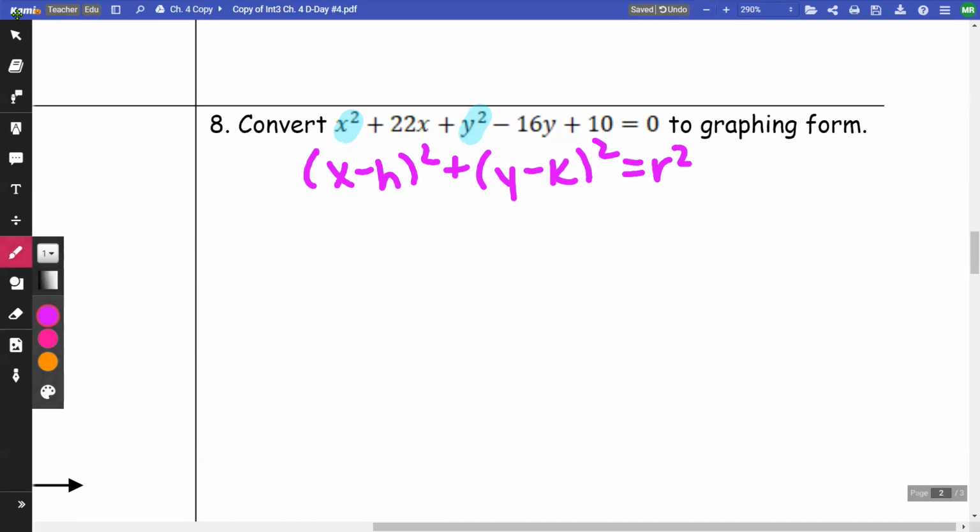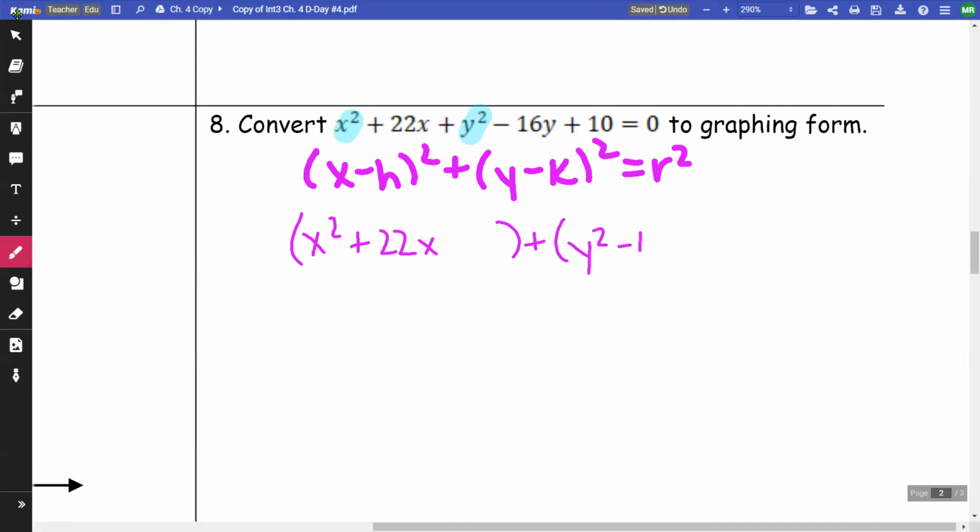Okay. So I'm going to get my x's together. So I have x squared plus 22x. I'm going to leave myself a gap, plus put my y's together, y squared minus 16y, leave myself a gap. I'm going to take that 10 to the other side, so it's a -10. Then I want to figure out what I put in both of these. So I'm going to look at my 22, which is my b. I'm going to take half of 22, which is 11, and then I square that, and I get 121. So I'm adding 121 here and 121 here.